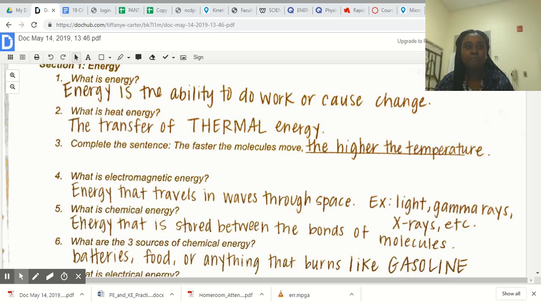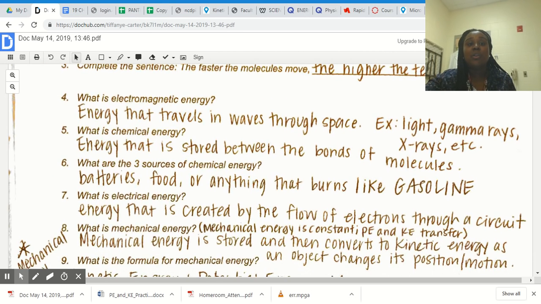Number three, complete the sentence. The faster the molecules move, the higher the temperature. If they're moving really quickly, they're creating lots and lots of heat. Think about when you go outside to run your pacer test. When you start running and you're on a roll, you're creating a lot of body heat. When you finally come to a stop, you're warm and you have to cool down. Eventually that body temperature that's risen will decrease, but it's going to take some time because you've used so much energy, you've done so much work, so your body temperature is increased.